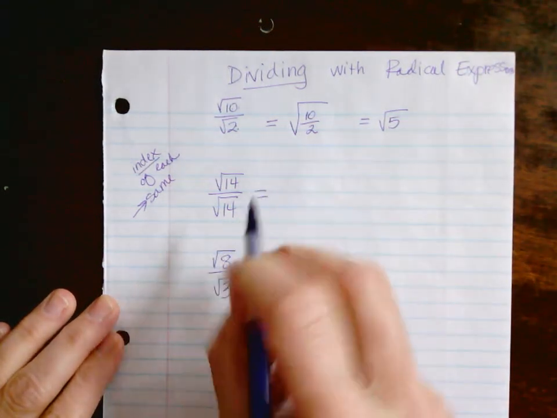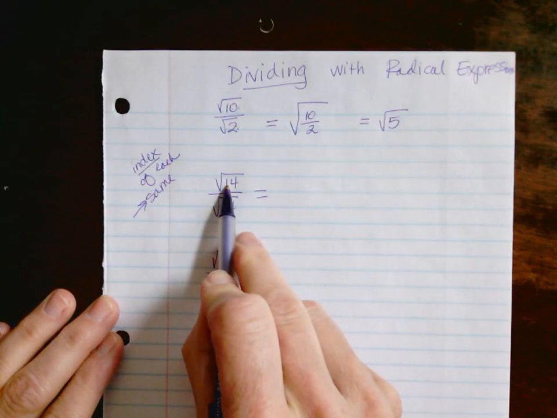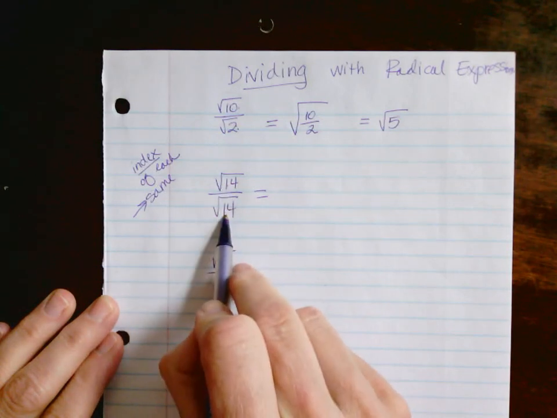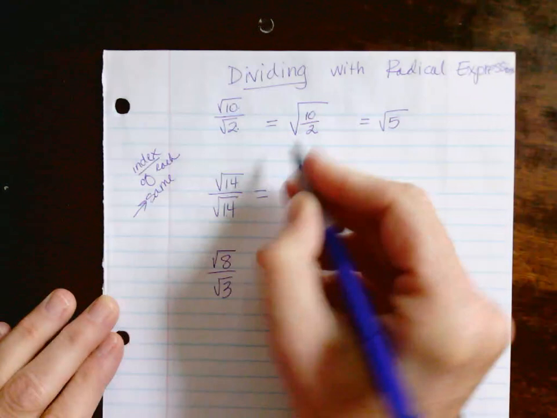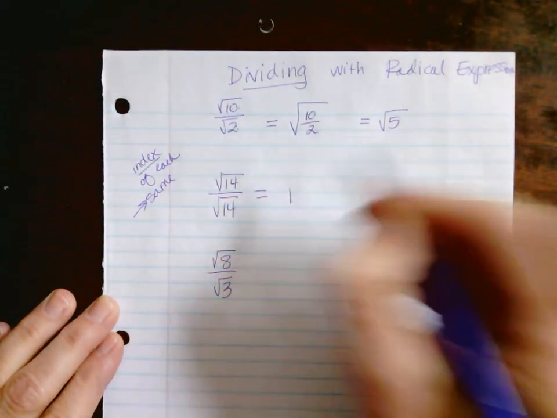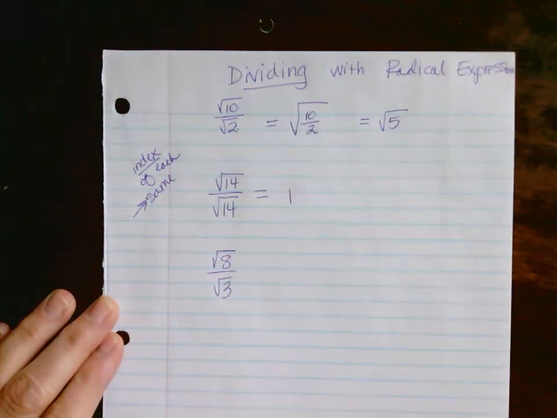Another one is if you have the exact same radical term being divided by itself. Same idea as up front. First one, that equals 1.